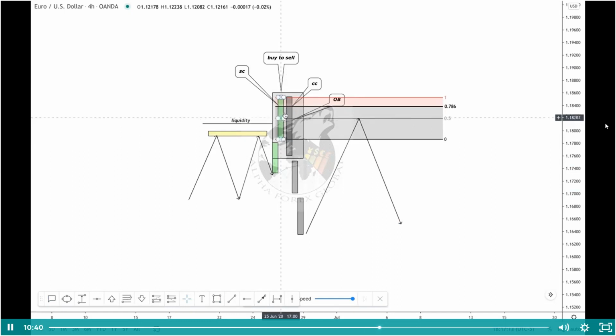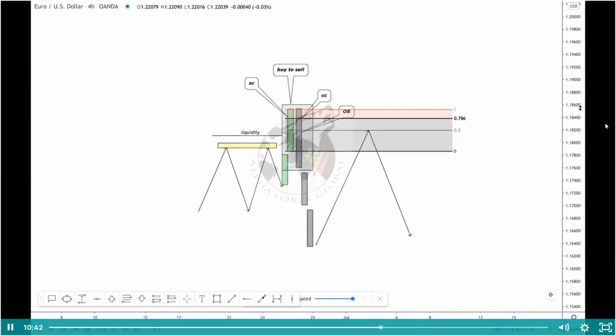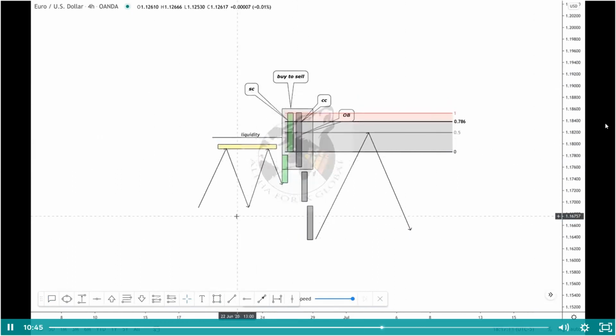Now let's actually look at some live examples in the market.